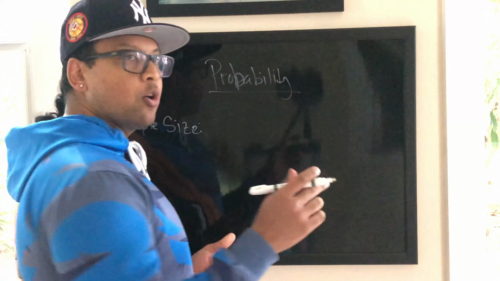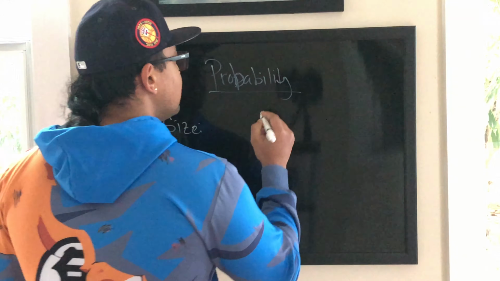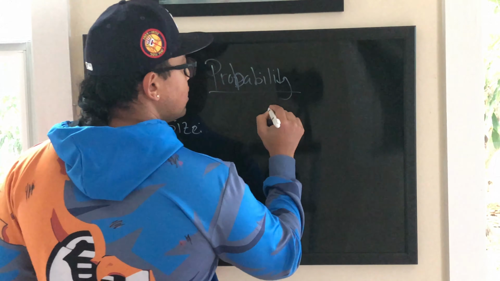For example, let me give you an example of flipping a coin. Let's say we want to flip one coin.